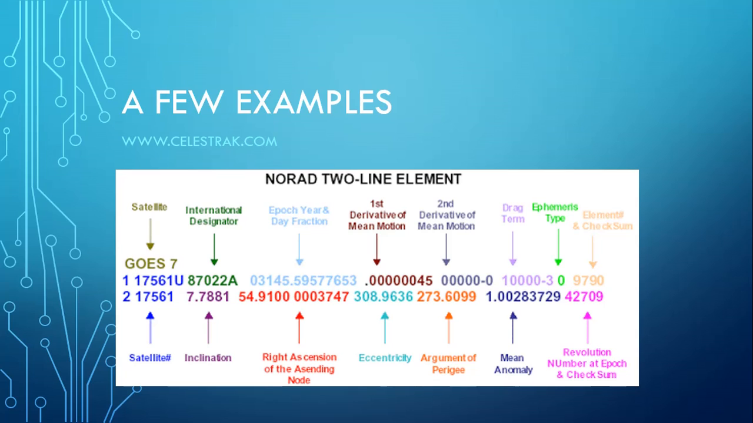TLEs, or two-line elements, are data that can be used to predict and estimate where a satellite is in its orbit over the Earth at a given time. One of the features of CelesTrak.com is that they provide up-to-date TLEs for a wide range of satellites and is a good starting point for your acquisition of TLE data.